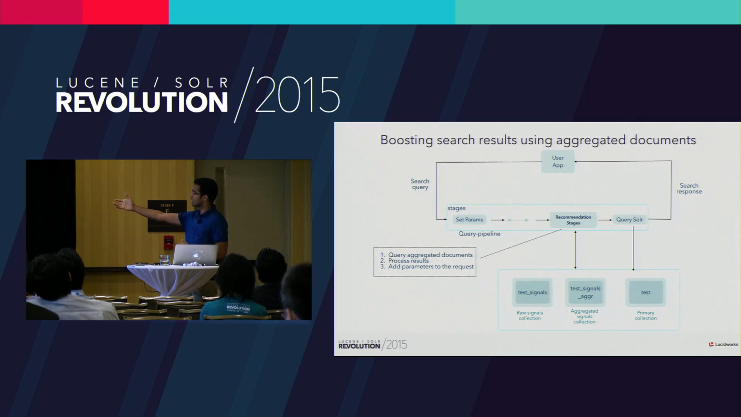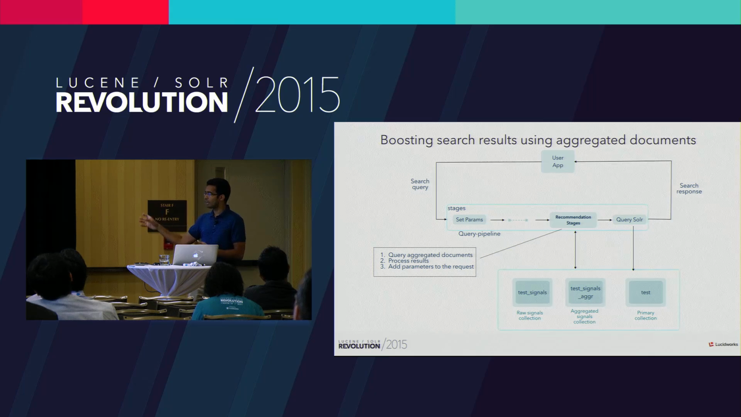So, for example, for clickstream aggregations, we take these documents from the aggregated collection, and then we calculate unique document IDs for that query, and then we take the weights for that query, and then we add boost params to Solr. So before the request hits Solr, we are adding boost values to it, and once the query hits Solr, those document IDs from the aggregated collection are boosted, and then the search results go back to the user.